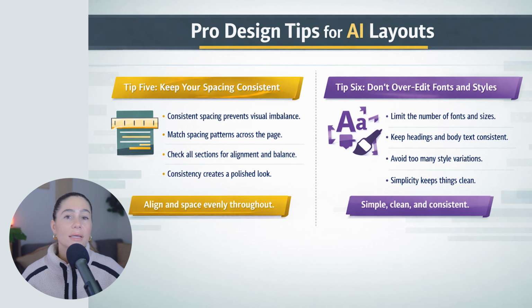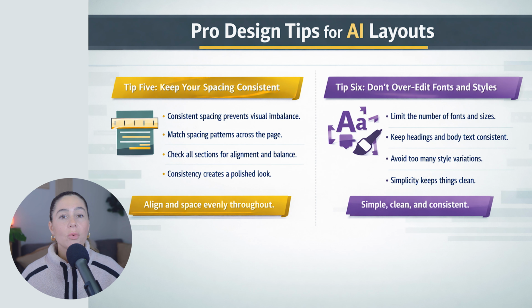Tip number 5 is to keep your spacing consistent. One of the easiest ways to make a site look unpolished is inconsistent spacing. If one section has a lot of space and another has very little, it creates a visual imbalance. When you're customizing, try to keep your spacing patterns consistent across the page. If you adjust spacing in a section, look at the others and make sure they still feel aligned. Consistency is what makes a design feel intentional.